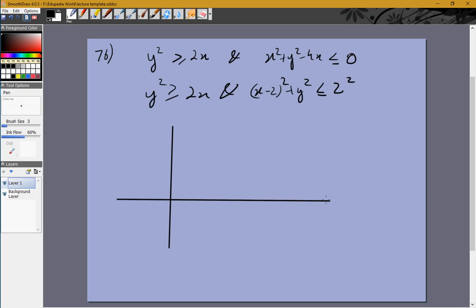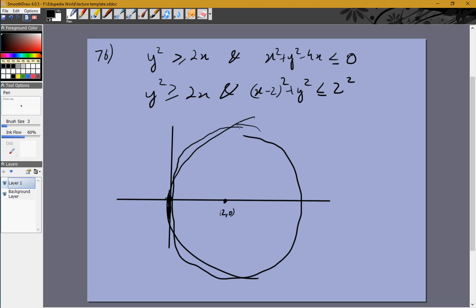So the first one, y squared is equal to 2x, is just a parabola like this. I apologize, my drawings might not be that great. So this is the parabola. It touches the origin, and this is a circle with center at 2, 0 and radius of 2 units. So this circle will be something like this. And we want the interior of this circle because that's when x minus 2 whole squared plus y squared is less than or equal to 2 squared.